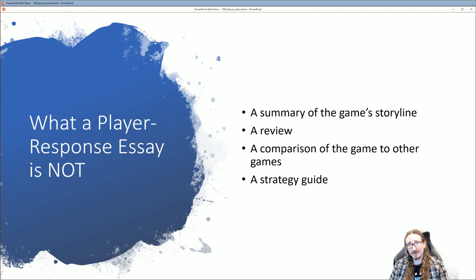So they get on Wikipedia or they look at the back of the box and they just give me the summary of what the game story is about. That's not what we're looking for. I can just get on Wikipedia and look at that. We don't need to be just summarizing a game story.